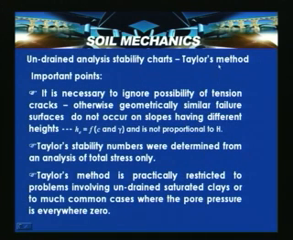So, some important points to summarize for Taylor's method are: it is necessary to ignore the possibility of tension cracks, otherwise geometrically similar failure surfaces do not occur on slopes having different heights. So, Hc is a function of c and gamma and is not proportional to height h. Taylor's stability numbers were determined from an analysis of total stress only. That has to be remembered for undrained condition and total stress only.